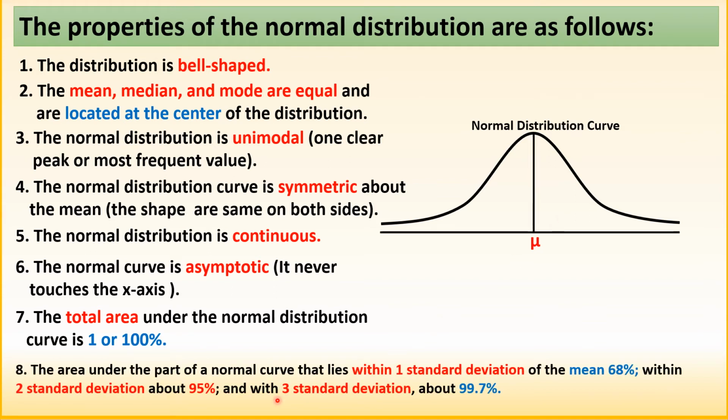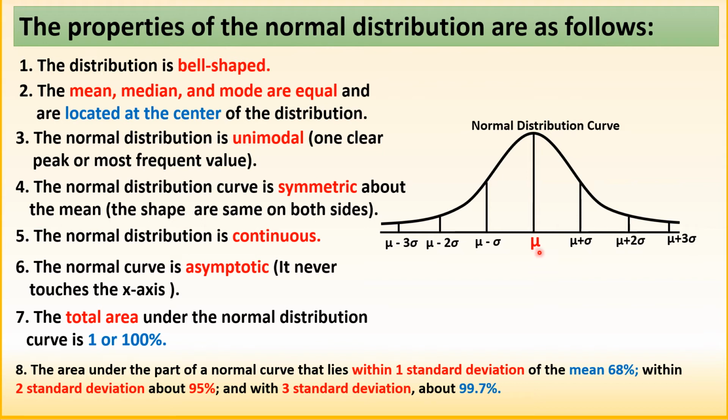Number 8, the area under the part of a normal curve that lies within 1 standard deviation of the mean is 68%, within 2 standard deviations, about 95%, and within 3 standard deviations, about 99.7%. So let's have here the illustration.